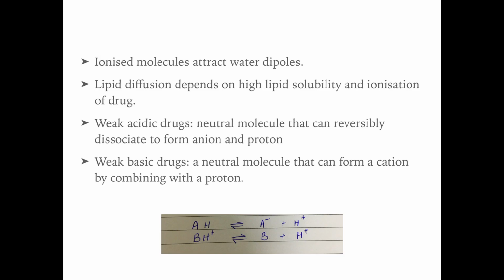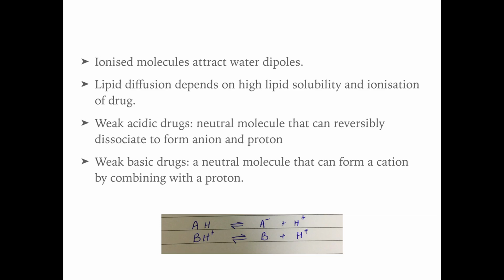The Henderson-Hasselbalch equation tells us about the absorption of the ionized form of weak acidic and weak basic drugs. Lipid diffusion depends on relatively high lipid solubility, and ionization of the drug reduces its ability to permeate the membrane. Keep in mind that the charged particle will not be able to cross the lipid membrane, while the neutral particle will easily cross the lipid membrane as it is uncharged, free of charge.